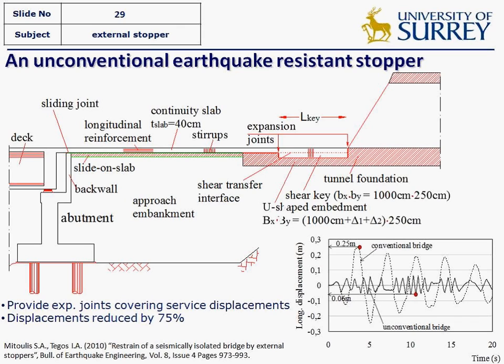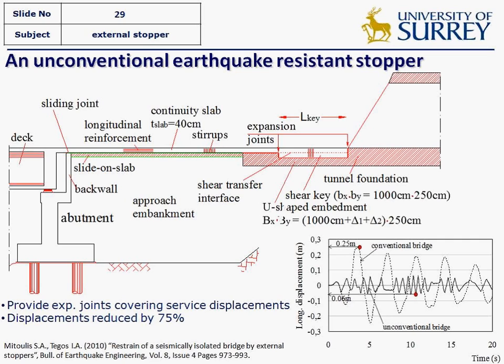that is restraining the movements of the deck, both the longitudinal and the transverse movements, during earthquakes. You can see here the response time history analysis of the deck, and of course this shear key has to take into account thermal movements. Expansion joints were left between the shear key and the foundation of the tunnel in order to provide space for the movement of the deck.